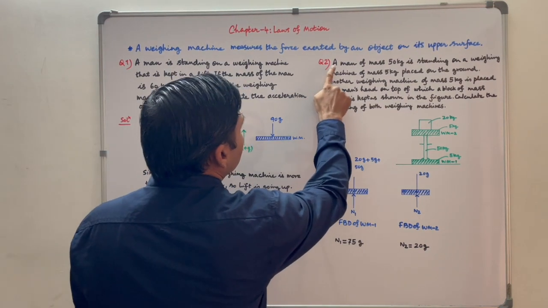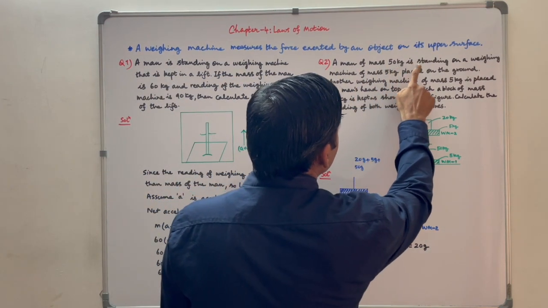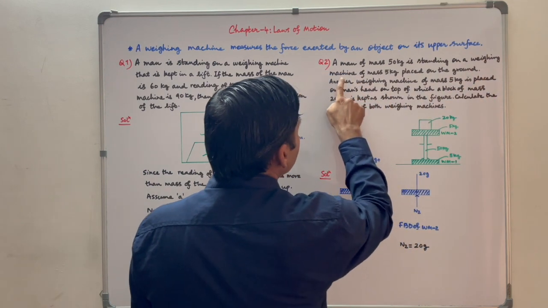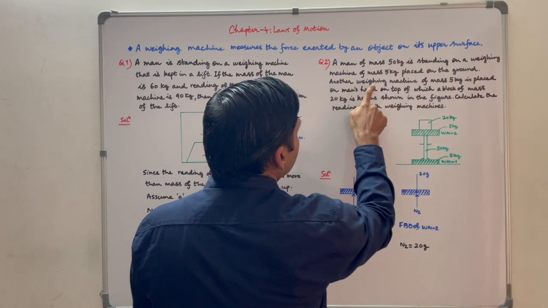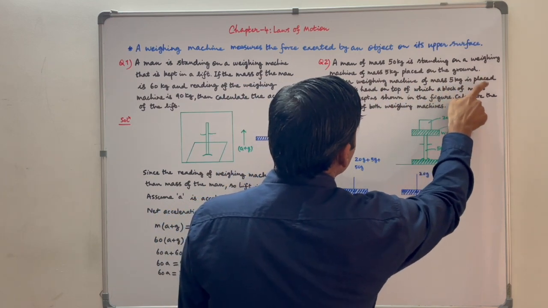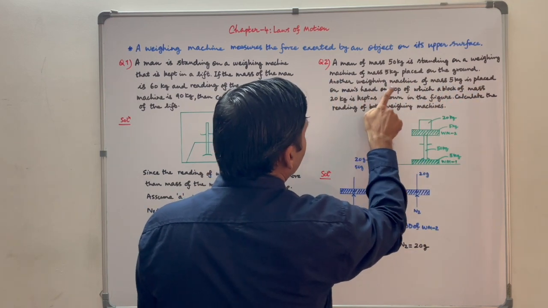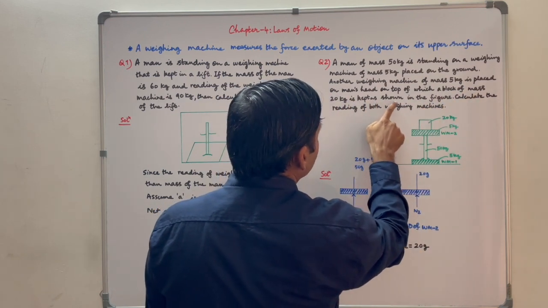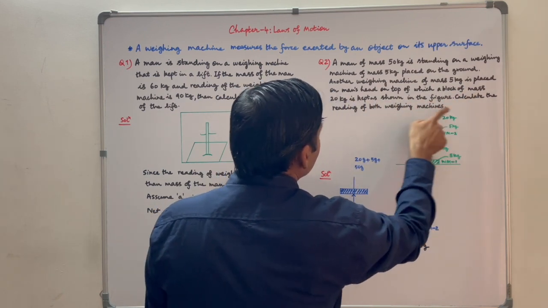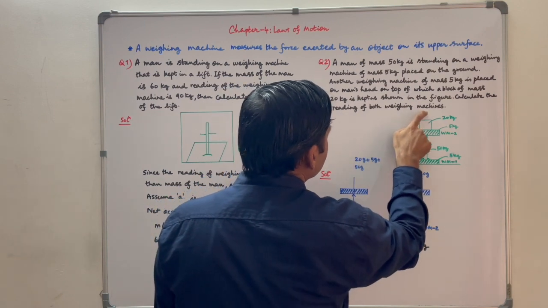Second question. A man of mass 50 kg is standing on a weighing machine of mass 5 kg placed on the ground. Another weighing machine of mass 5 kg is placed on man's head, on top of which a block of mass 20 kg is kept, as shown in the figure. Calculate the reading of both weighing machines.